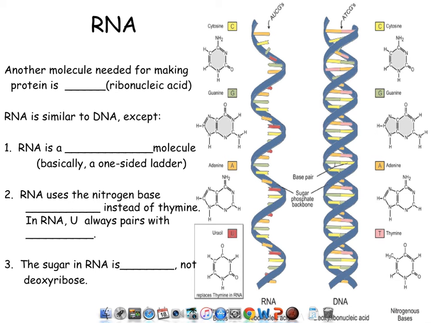All right. We have one more topic to discuss tonight before we are ready to talk about how our cells actually use the DNA to make the proteins that determine our traits. We have already mentioned that DNA is an important type of nucleic acid, but it is not the only type. Another nucleic acid needed for making protein is RNA, or ribonucleic acid, RNA.